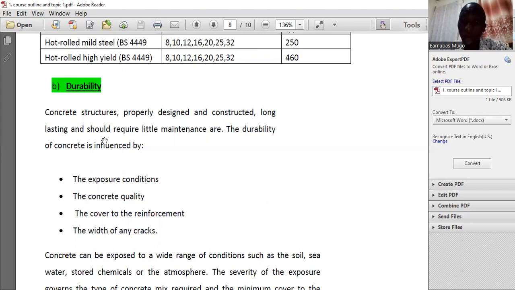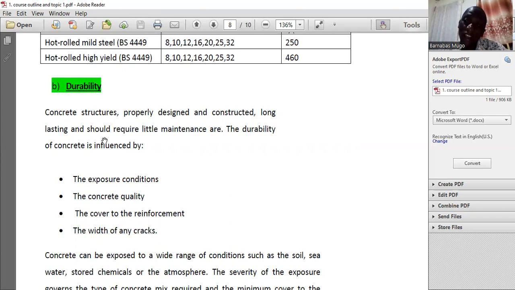That's something that we need to know. But for it to be durable, it must have some other aspects, like the way it has been mixed, the curing aspects, and the condition of that area. So the durability is influenced by the exposure condition, the way that concrete has been exposed, the quality of that concrete, the strength or the cover of the reinforcement.